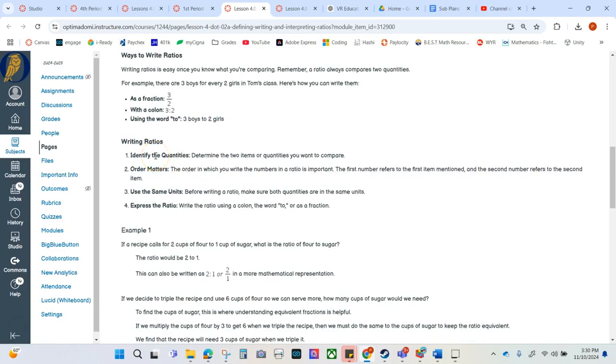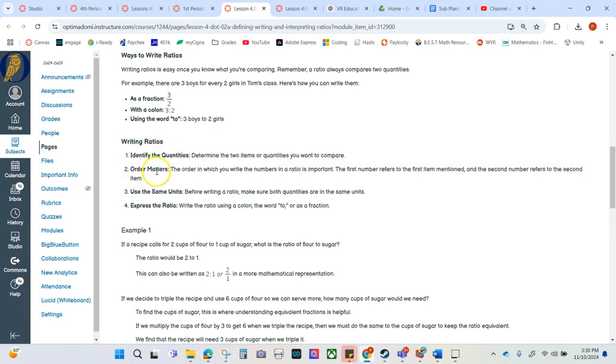When you're writing a ratio, first identify the quantities. What are the two items that you're going to compare? Is it the boys and girls in Tom's class, or is it the boys and the dogs in Tom's class? Is it the dogs and the jars of jelly in Tom's class? What are you comparing? What two things are you actually comparing? What numbers do you need to look for? So that's step 1, identify the quantities.